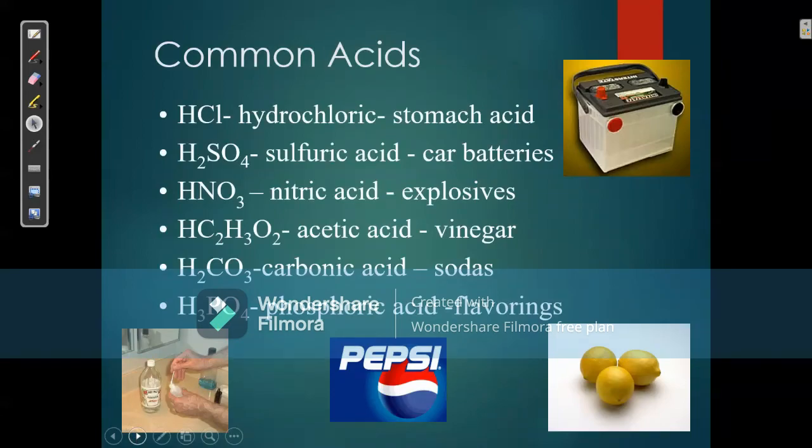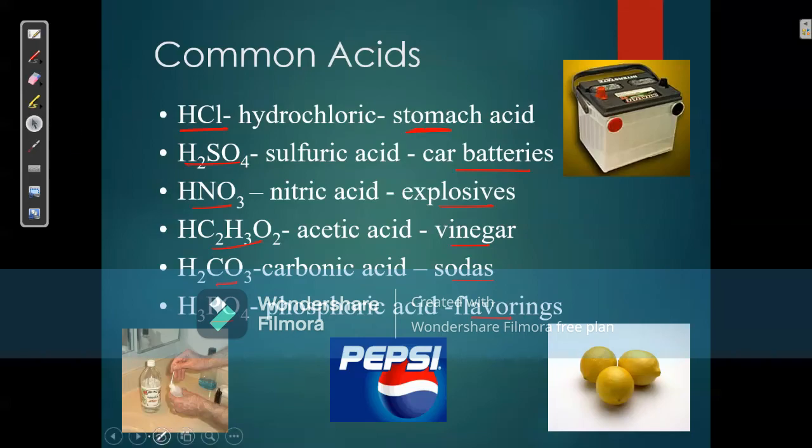Next, there are certain examples of common acids. HCl is very helpful during digestion as it is released in our stomach. We call it stomach acid also. Sulfuric acid is used in car batteries. Nitric acid is used in explosives. Acetic acid, the formula is CH3COOH, is used in vinegar. Carbonic acid is used in sodas, fire extinguishers, and carbonated beverages. Similarly, phosphoric acid is used as a flavoring agent also. So these are certain important acids.